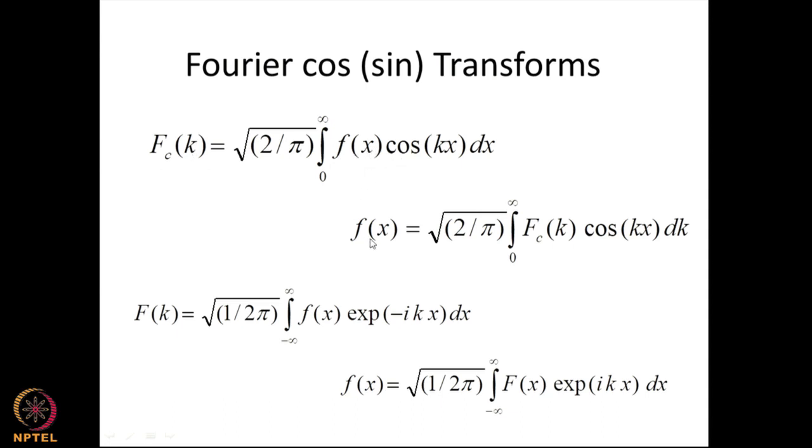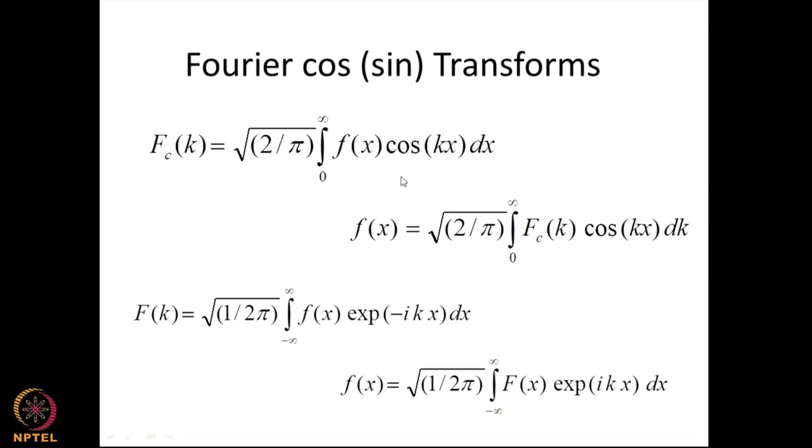Now, f(x) is the inverse transform of f_c. So, you have a forward Fourier transform going from f(x) to f_c(k) and you have an inverse transform to go from f_c(k) into f(x). This is an inverse transform. So, really speaking, when you do the inverse transform, you should get the original function f(x). So, this is a cos transform. In place of cos, if you put the sine, it will be a sine transform.